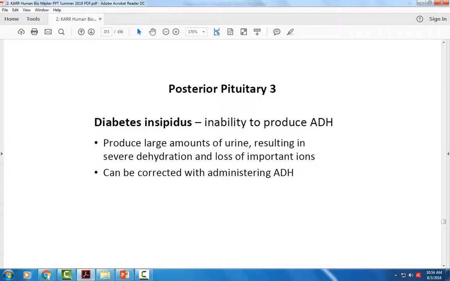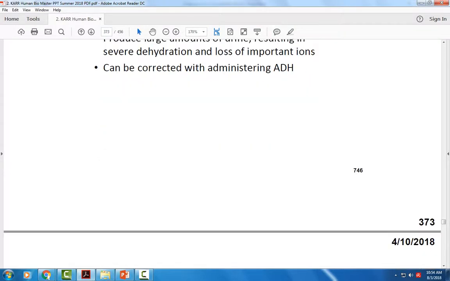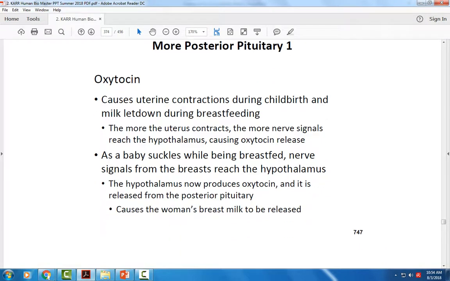Oxytocin causes uterine contractions during childbirth and milk letdown during breastfeeding. So that is an important thing for childbirth and feeding baby. And it also plays a role in female orgasm. It's released during female orgasm, again causing those contractions and helping pull sperm up toward the ovaries for reproduction.